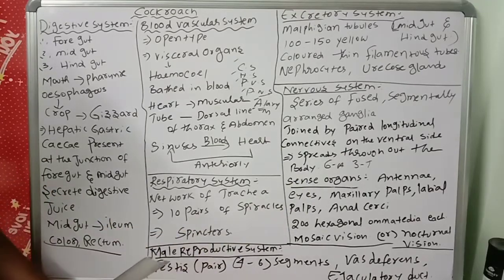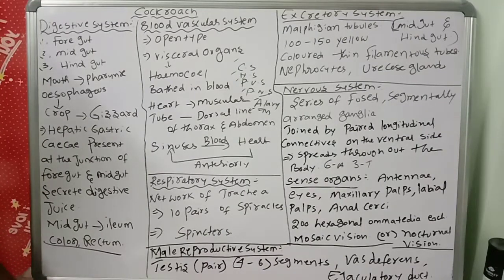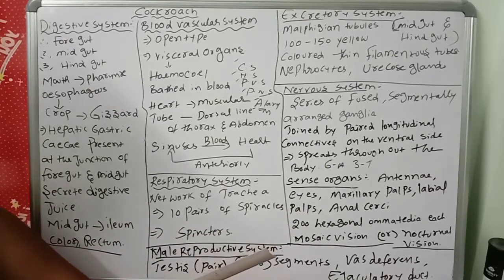Next are the sense organs. What are the sense organs? This is important. Along with the nervous system, we will discuss the sense organs also. In the cockroach, number 1 is the antenna. With the help of the antennae, they sense sound and find food. Next, the eyes. This is important: the eyes have ommatidia.